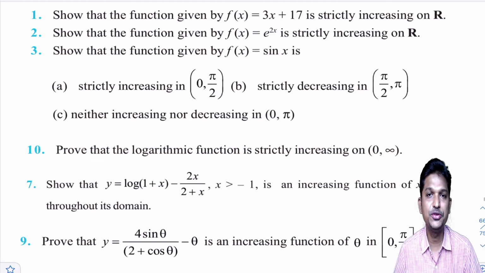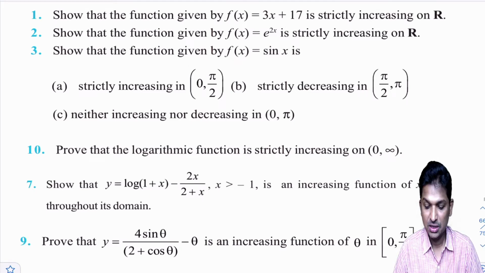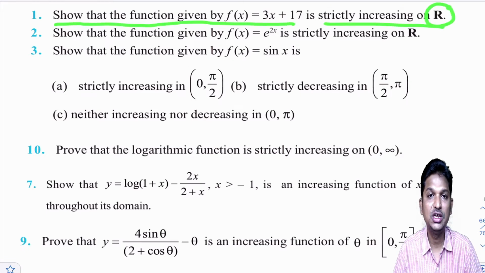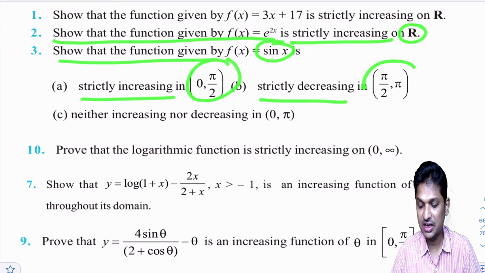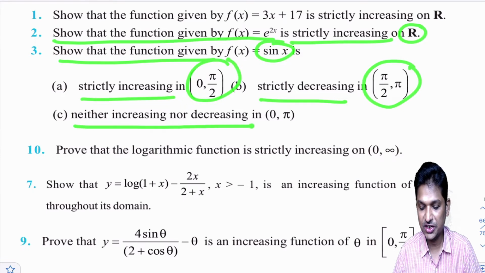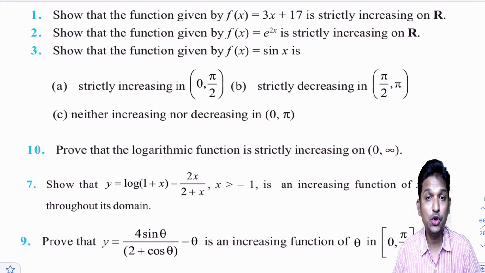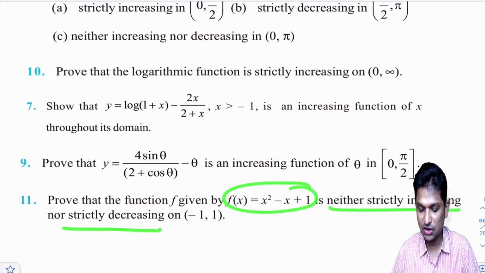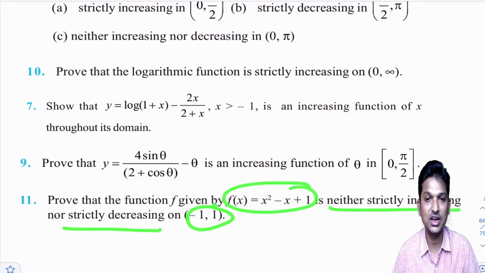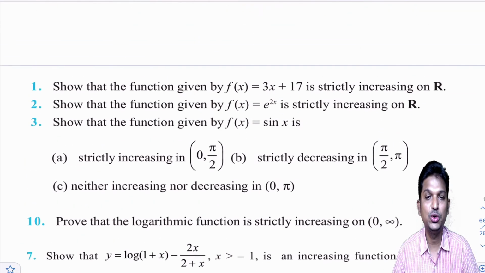In this class, you observe I am going to do these 7 problems. You observe this question. How to prove a given function is strictly increasing on a given set. Show that the function is strictly increasing on a particular interval, strictly decreasing on a given particular interval, and show that this function is neither increasing nor decreasing in this interval. So this class is all about proving. How to prove the given function is strictly increasing or strictly decreasing or increasing function or decreasing function. Prove that this function is neither strictly increasing nor strictly decreasing on open interval (-1, 1). All these things I am going to do in today's class.